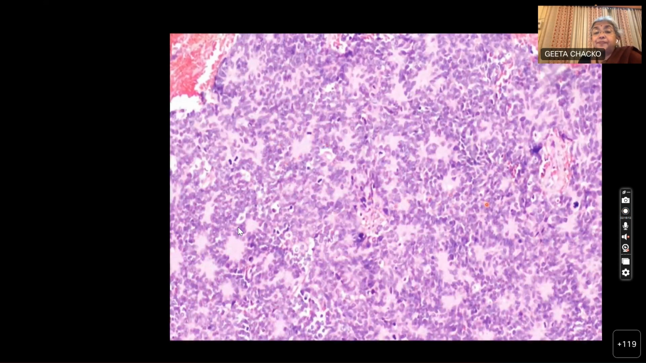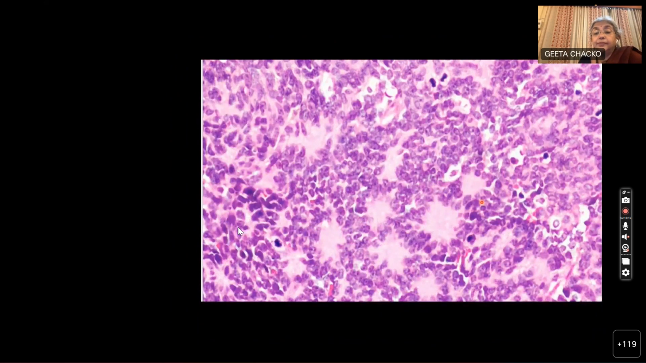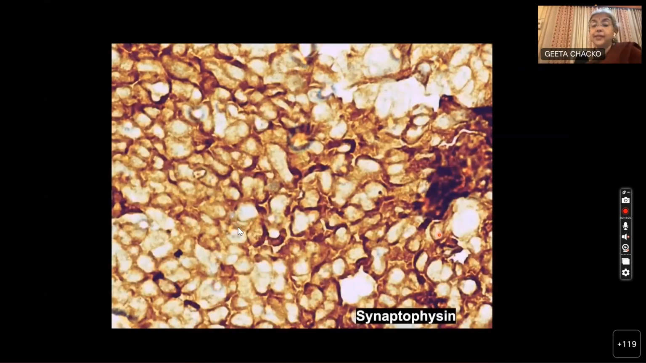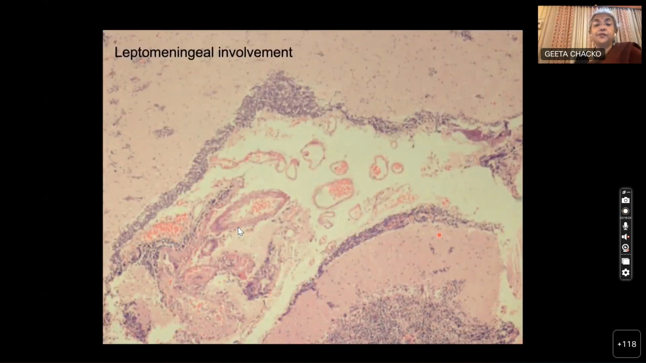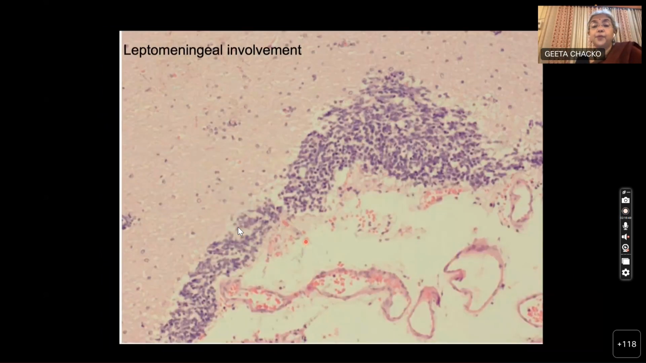What are these? These are rosettes. Which rosette? Homer Wright rosettes. The Homer Wright rosettes, which can be seen in these medulloblastomas, and they're synaptophysin positive. Now, leptomeningeal spread has prognostic significance, and often they will examine the CSF afterwards for us to say whether there's seeding of the CSF. But sometimes your section itself will show you the leptomeninges with tumor within it. You can see there's a molecular layer, granular layer, Purkinje cells, and this is therefore the surface, and there's tumor on the leptomeninges.